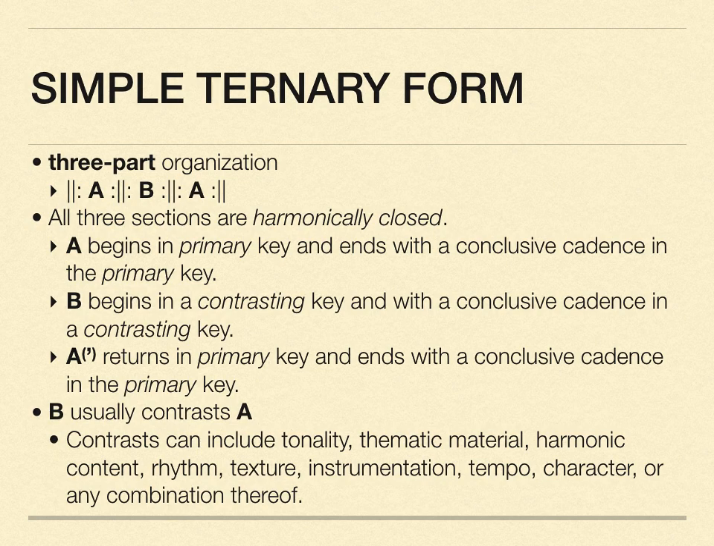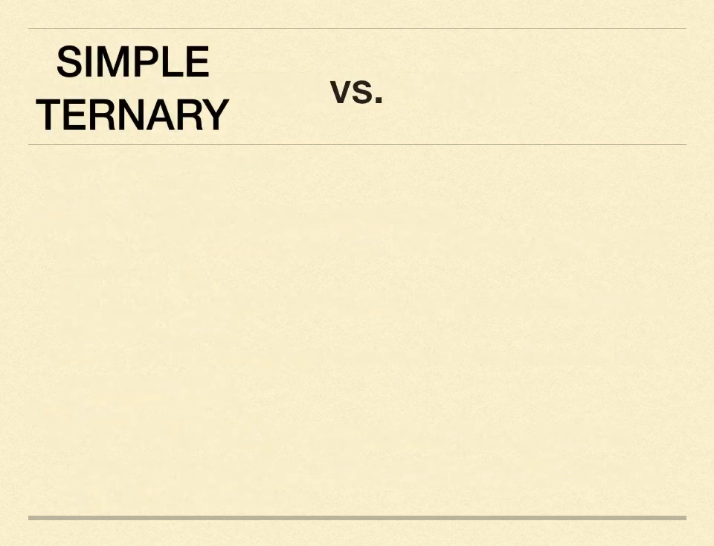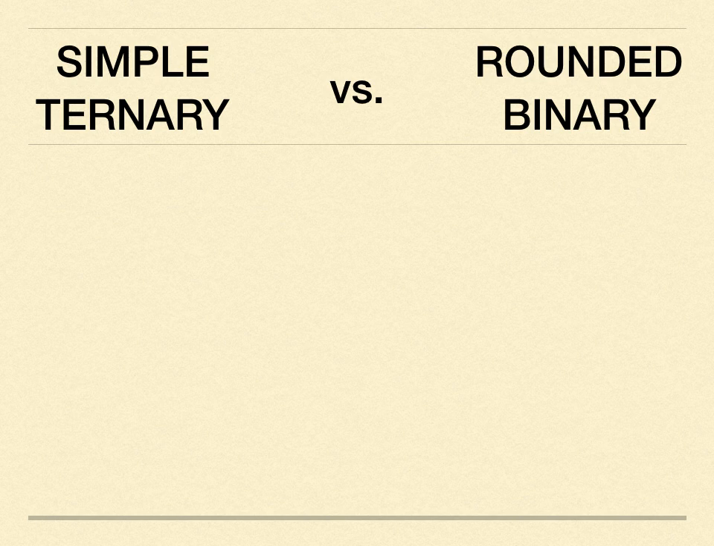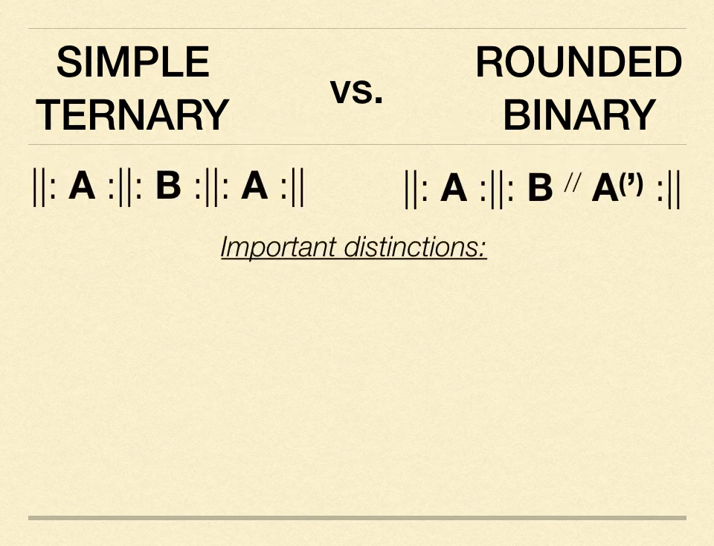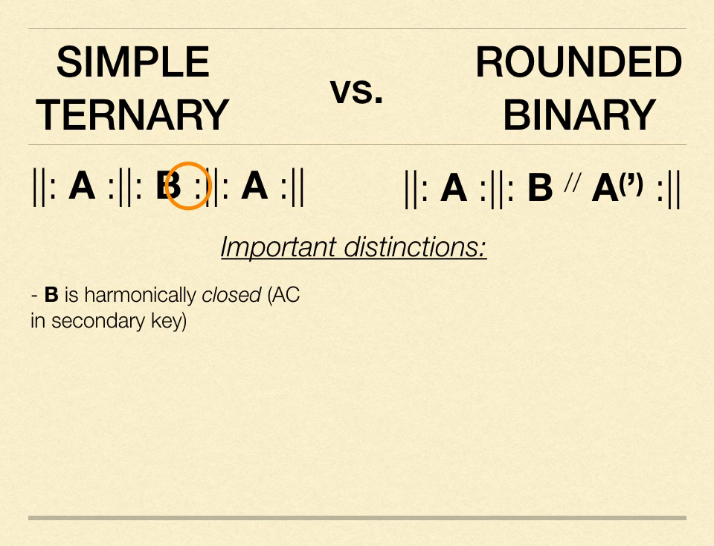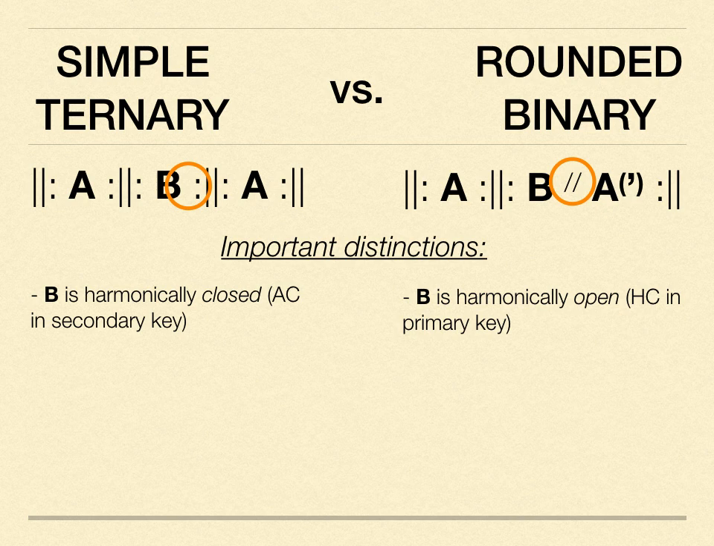On the surface, then, simple ternary form and rounded binary form seem structurally similar. However, there are some important distinctions between the two. First and foremost is the end of their respective B sections. In ternary form, the B section is harmonically closed and therefore harmonically independent of the surrounding A sections. This is not the case in rounded binary form. Here, the B section is harmonically open as a result of a half cadence in the primary key.